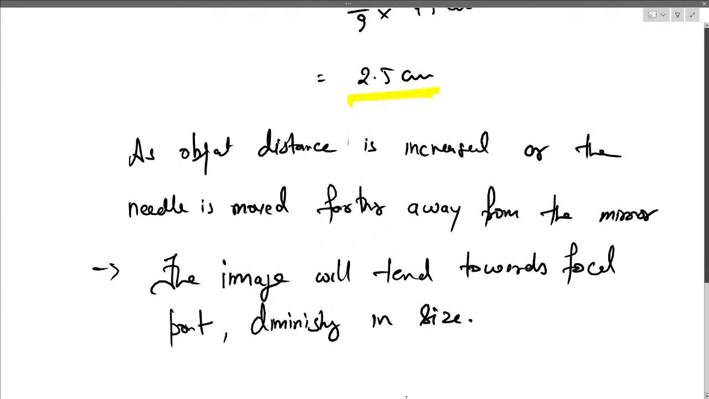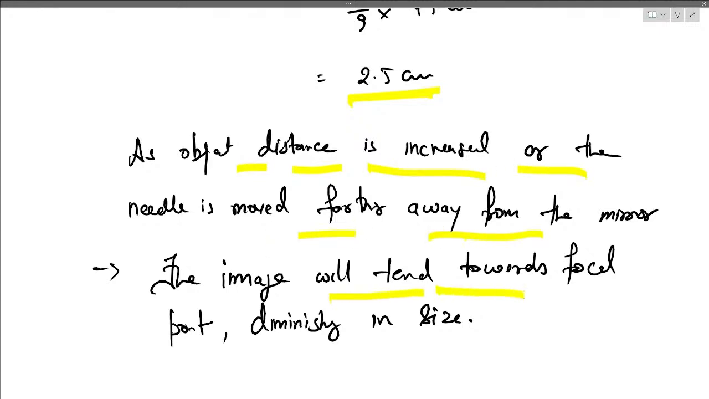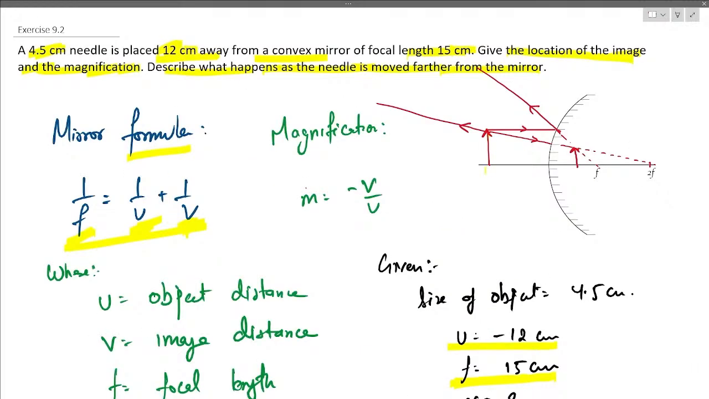We can also see that as the object distance is increased, or as the needle is moved away from the mirror, the image will tend towards the focal point, diminishing in size. If we move this object away from this mirror, the image will move towards the focal point, and the magnification will reduce more and it will become more diminished.